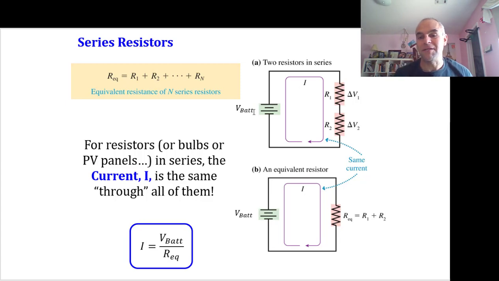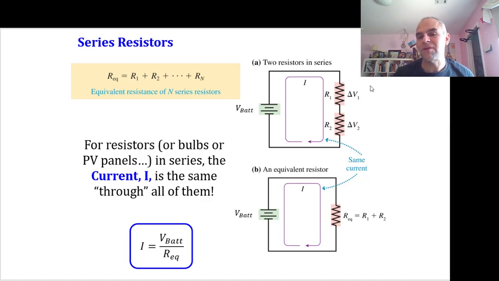And so the battery here, if you want to redraw what this circuit looks like by combining these two resistors into just one resistor, you would find that these two resistors would add together to get the value of this single resistor right here. So for series resistors, to find the equivalent resistance, you add the two resistors together to get the result.